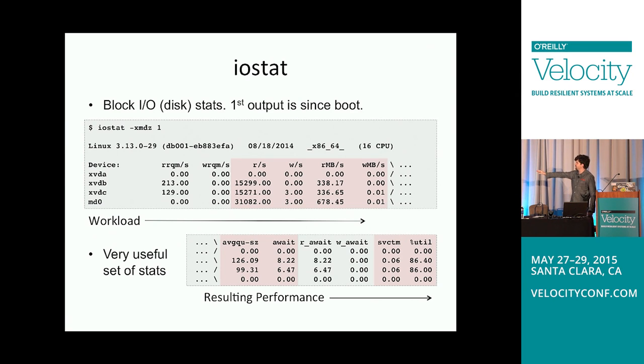Resulting performance is great as well. So we've got average queue size, average wait in milliseconds, which is the overall time you're on average waiting for the block device or disk I/O. And then service time, which is calculated to remove queuing. And percent utilization, the last column, is really a percent busy. So during an interval, how many milliseconds out of a second was that device doing work?